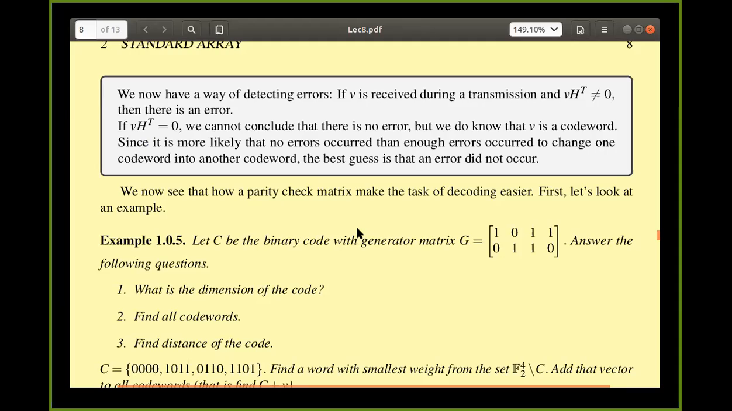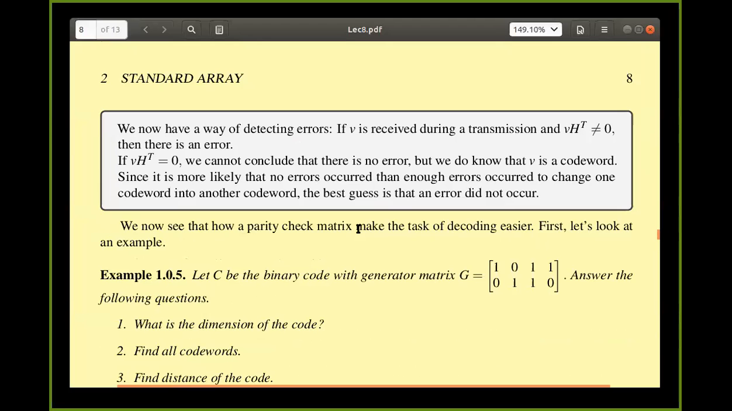Since it is more likely that no errors occurred than that enough errors occurred to change from one code word to another, the best guess is that no error occurred. For example, if the distance of the code is large, then to convert from one code word to another, a very large number of bits has to be changed, right? So that is the meaning here.